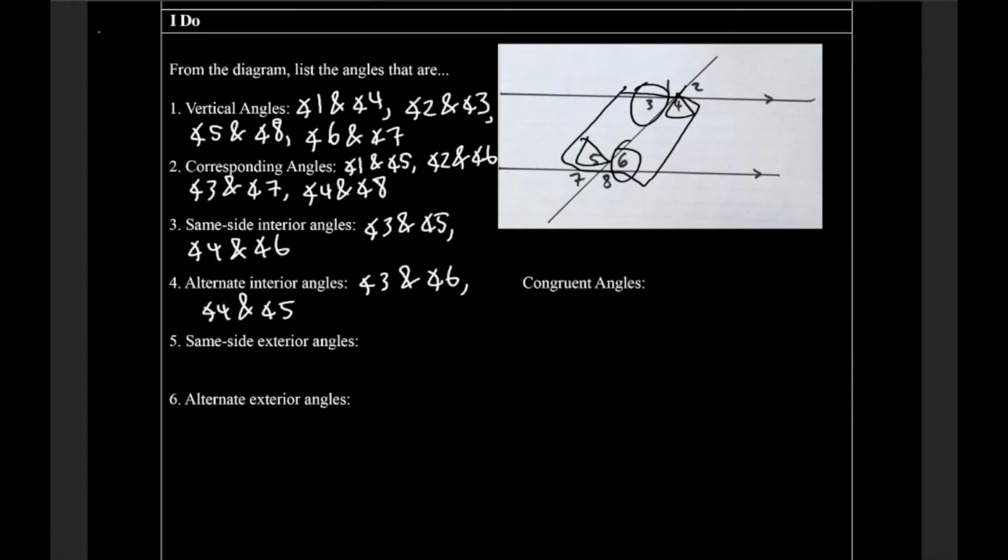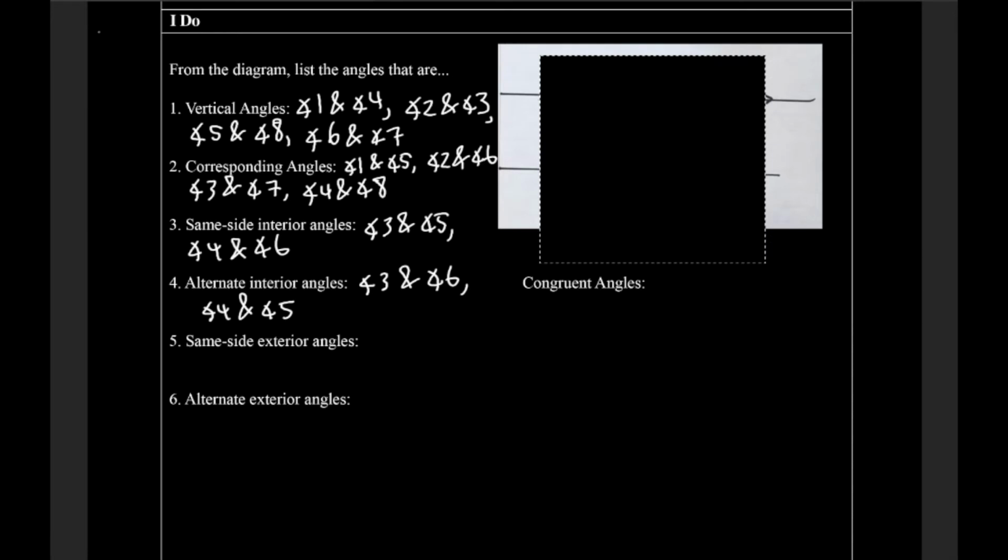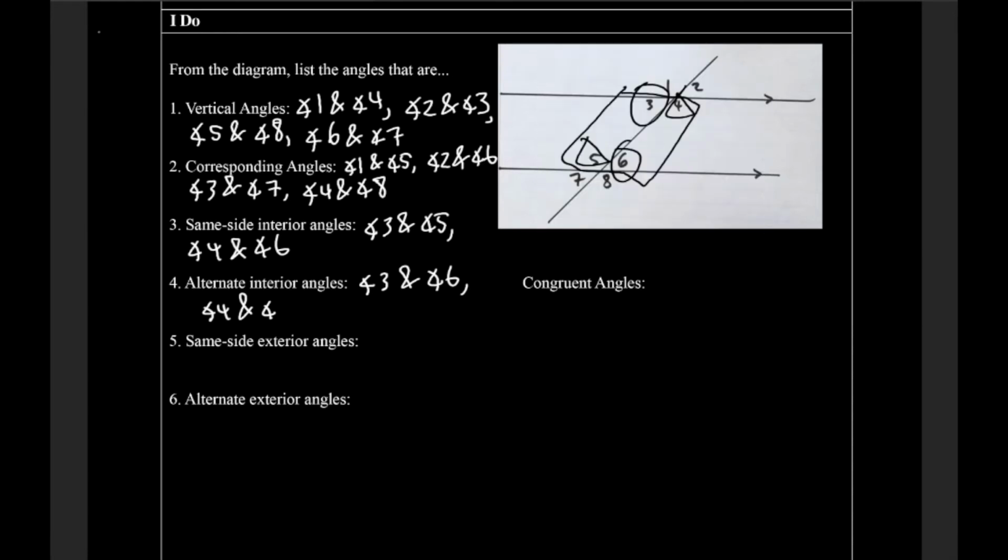Great. Same side exterior. So now we're looking at the ones that are outside. That was not supposed to do that. Okay, anyway, we'll just look at that. Or let me backtrack on those. Sorry, I thought I was on a different layer. Okay, so we had angle 3 and angle 6. Then we had angle 4 and angle 5. Great.